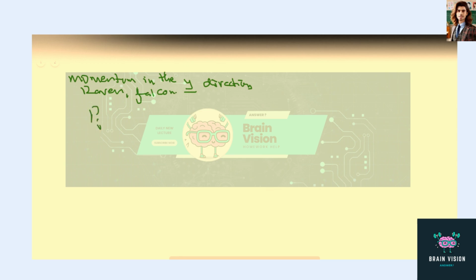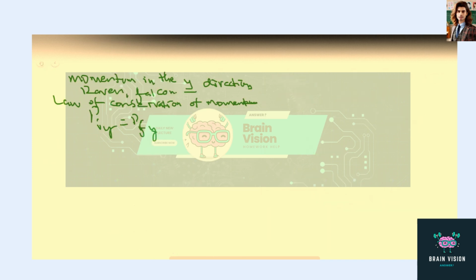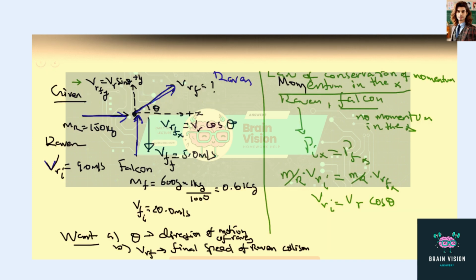The initial momentum in the y equals the final momentum in the y. This is according to the law of conservation of momentum. So we have to think about the raven. If we go back in the y direction, we're seeing there's a component right there. The y component is in the positive direction. We have to think about the initial first, which is this one right here.